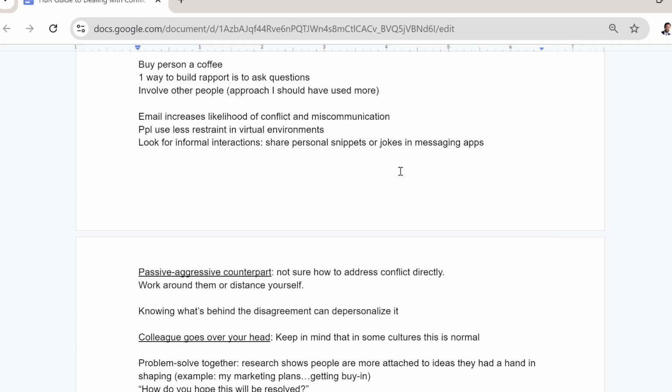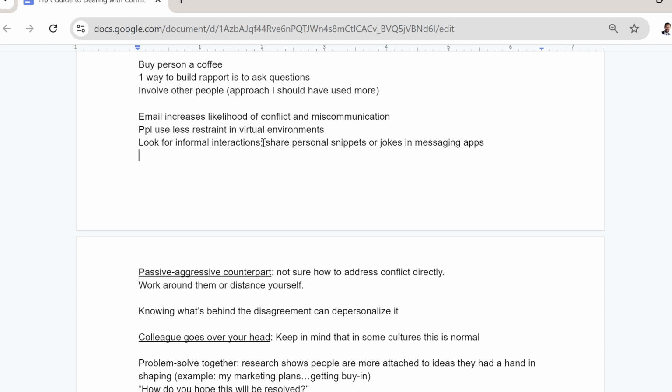Email increases the likelihood of conflict and miscommunication. People use less restraint in virtual environments, including email. Look for opportunities for informal interactions. So for example, one way I built rapport with my colleagues when I worked in a large company was I would invite the head of analytics and research out for lunch. Or perhaps I would meet with somebody casually to go get a coffee downstairs outside of the formal office environment.